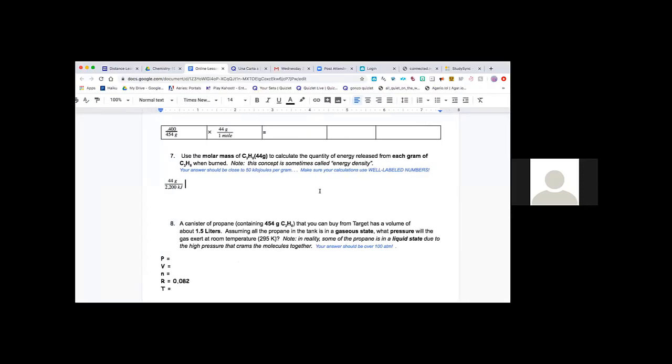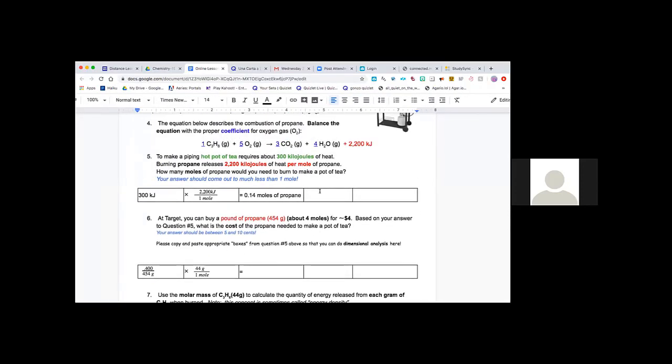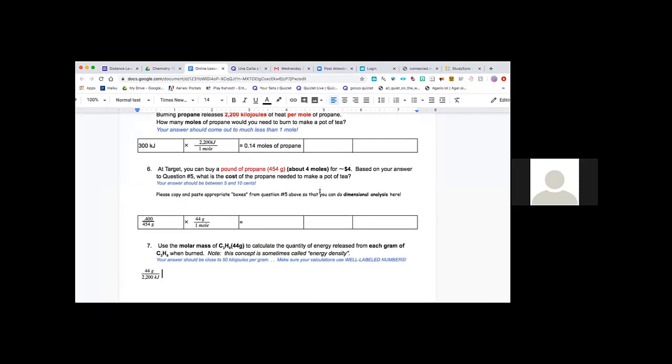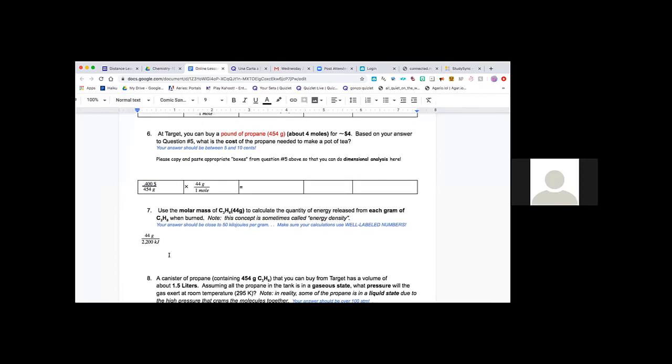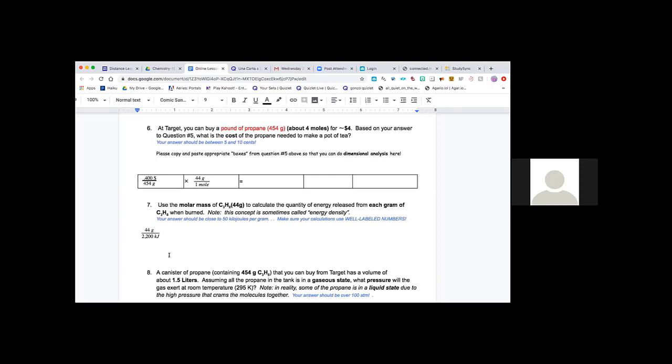Let me see what you did earlier. I have 0.14 moles, and then we were figuring this out. Number 6, we got like 0.5 cents, or about 5 cents. What's that 0.400 unlabeled in number 6? Oh, that was my money. Ah, it's money. So you want to make that $4 instead of $0.4. Okay.